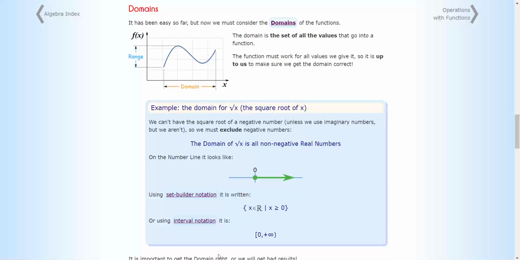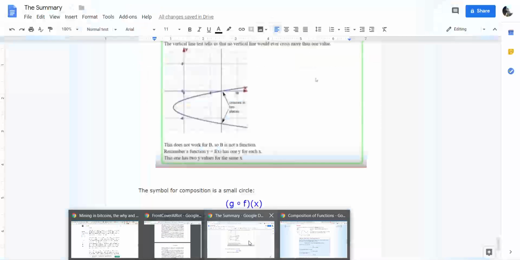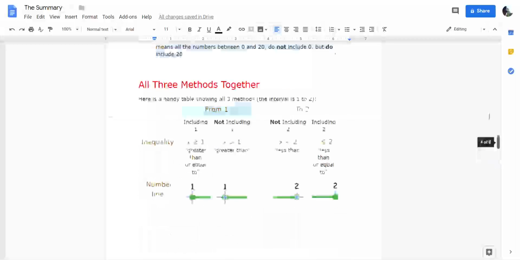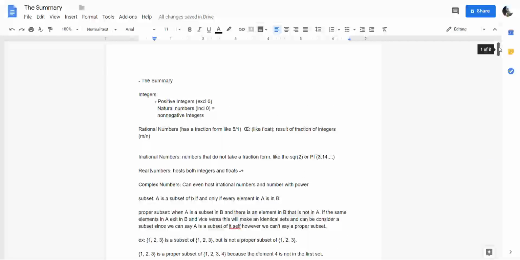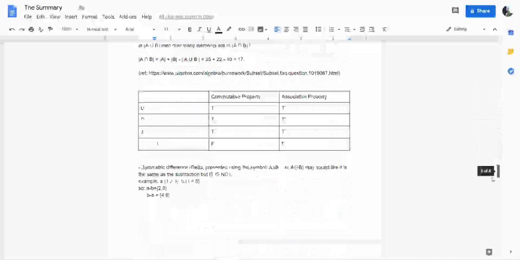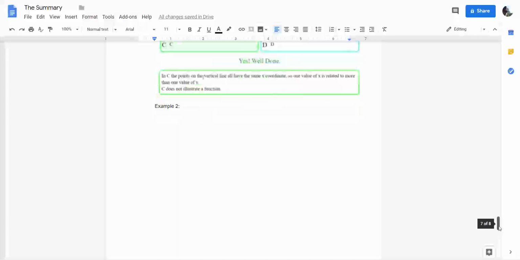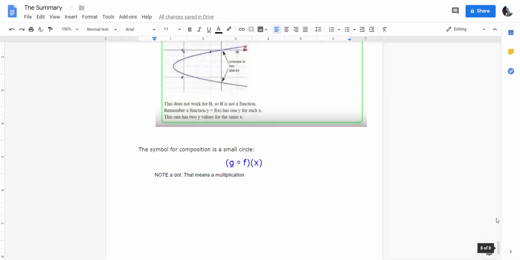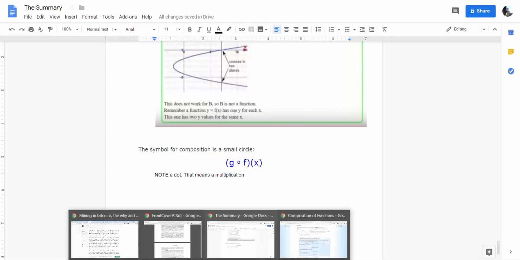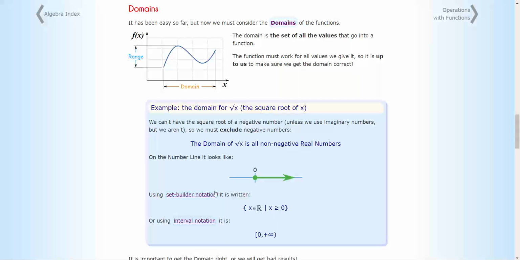If you go back to the list of notes, this is the very first topic we talked about. Natural numbers include 0, and it's the same as non-negative numbers. So the domain of the square root is the set of natural numbers. This is how they denote it: x belongs to all real numbers such that x is greater than or equal to 0. Or we could use interval notation.